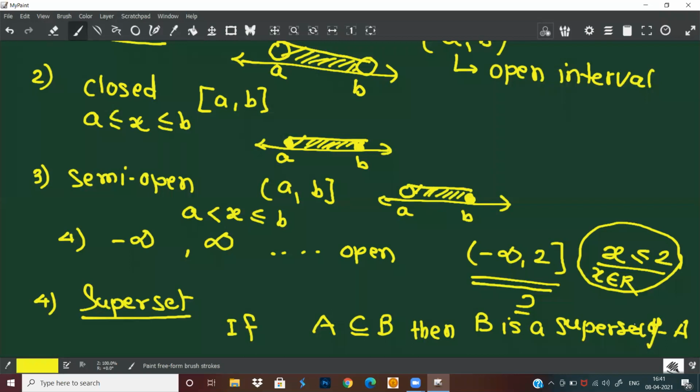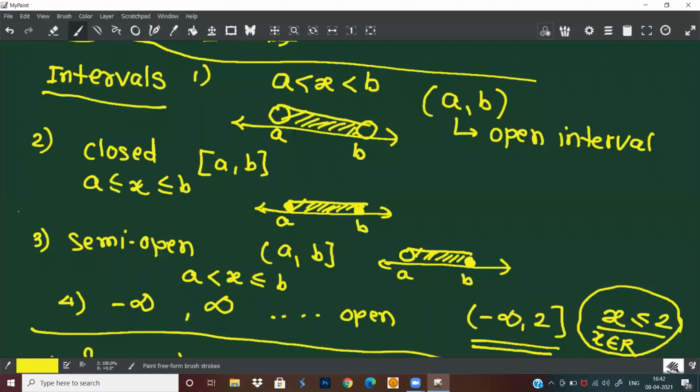Five is what? I didn't understand. Yeah, thank you. No, actually superset is a next point only. ये intervals का था, खत्म हो गया. This is a next point only. हाँ, thank you, अश्वत. ये 4 जो मैंने लिखे ना, वो intervals के थे.